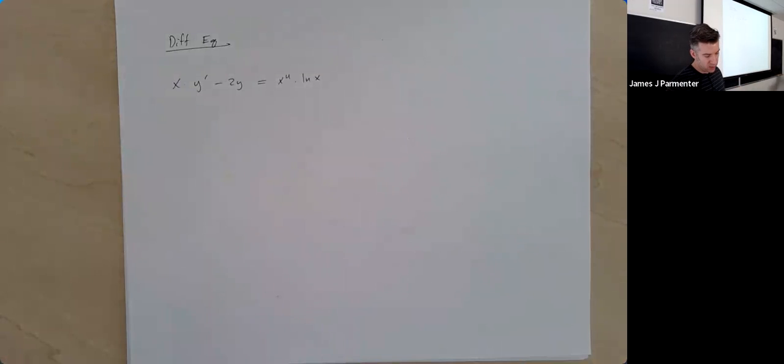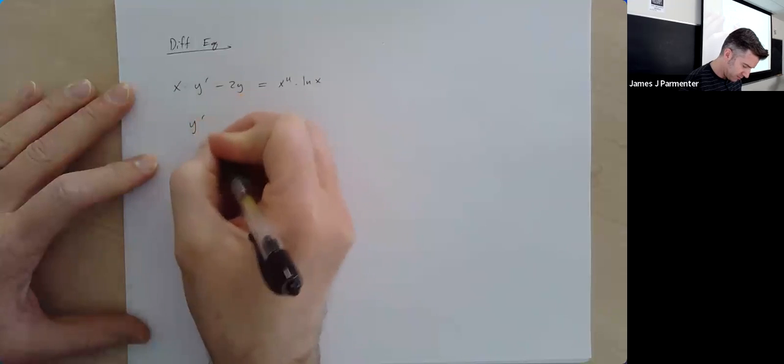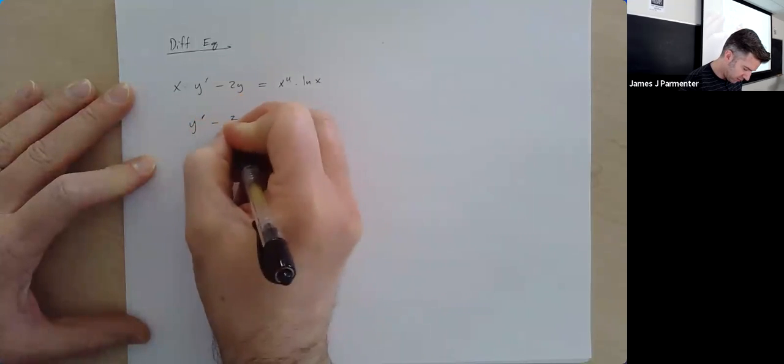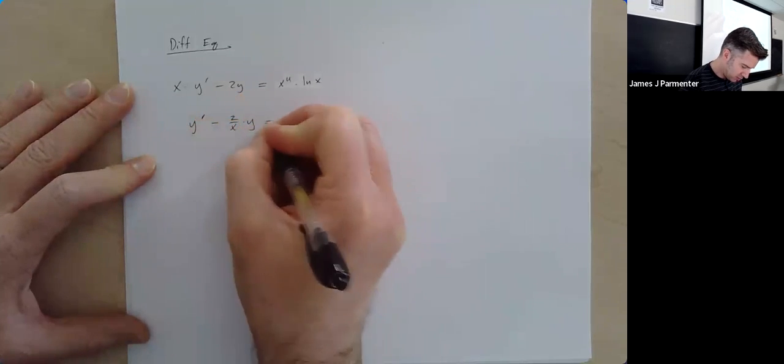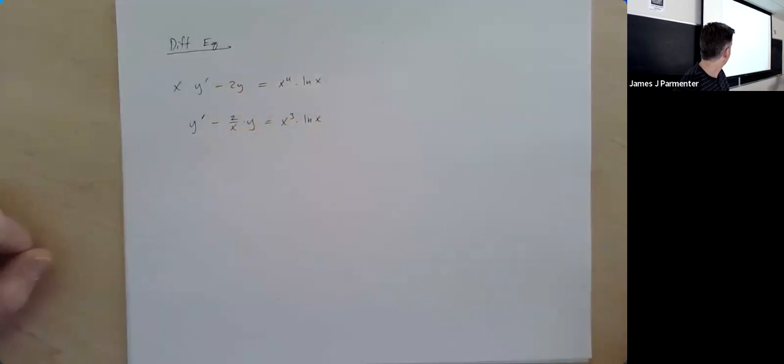Right. So what do I need to do to get it to the standard form? Right, because you have to have y prime by itself. And that's kind of true either way. Whether you want to separate or do first order linear, you need y prime by itself. For separable, you need y prime all by itself, and then everything else on the other side, to start with anyway. So divide by x, and we're going to get y prime minus 2 over x times y equals x cubed times natural log of x.